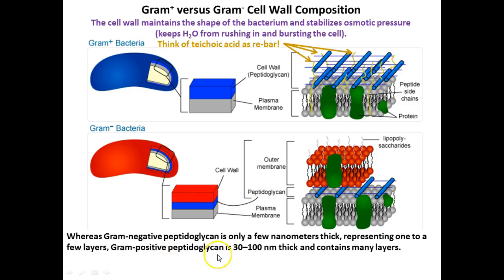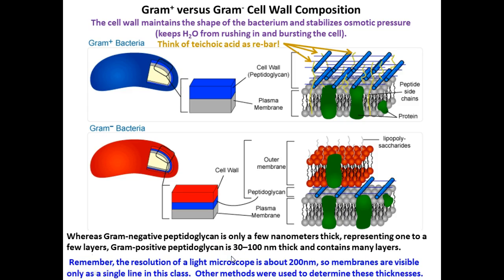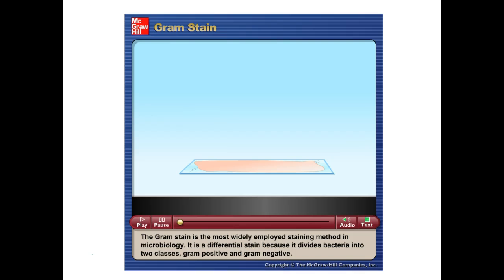So as I said, 30 plus layers, or in this case, nanometers, really thick layer of peptidoglycan for the gram positive. So remember, the resolution of our light microscope is only about 200 nanometers. So even though it's pretty thick, you can't see that cell wall. We'd have to use other methods like electron microscopy to see that.